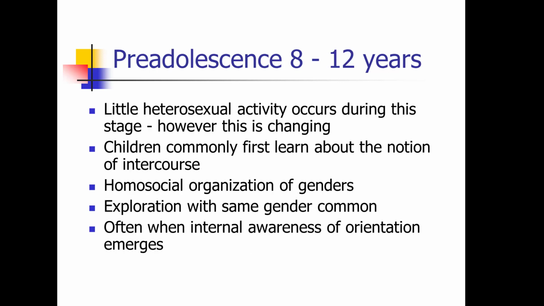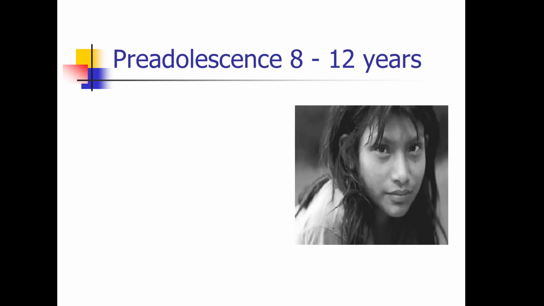In pre-adolescence, from 8 to 12 years old, there is little heterosexual activity occurring during this stage. Children commonly first learn about the notion of intercourse. However, there is homosocial organization of genders into sports teams and so on. It is not uncommon for there to be exploration with same-gender peers. Often in this stage, there is an internal awareness of orientation, either heterosexual, homosexual, or bisexual.